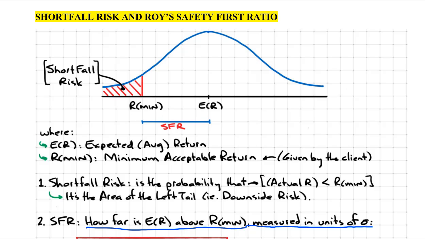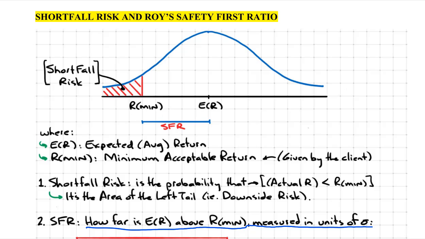And really, you just need two critical points. You just need to know the expected return, and you need to know this minimum level of acceptable return. So shortfall risk is the probability of earning a return that's less than R min, but then using those same two critical points, i.e. expected return and R min, safety first ratio represents the gap or the distance between those two. But the catch is we're measuring this gap in units of standard deviation. Now, why do we measure this deviation in units of standard deviation?